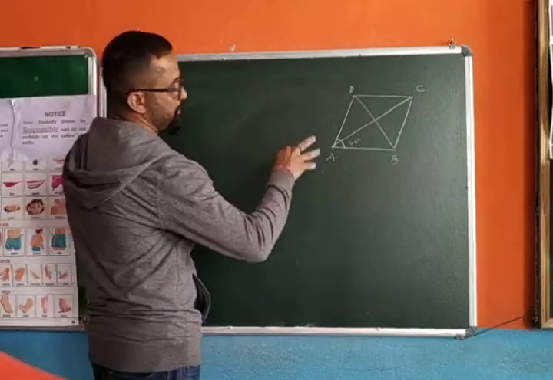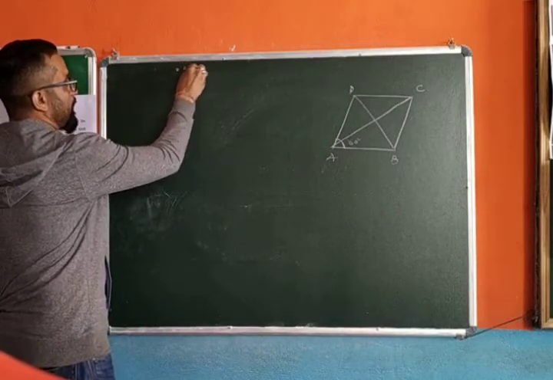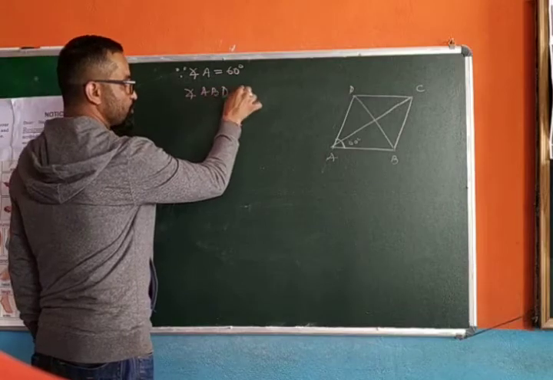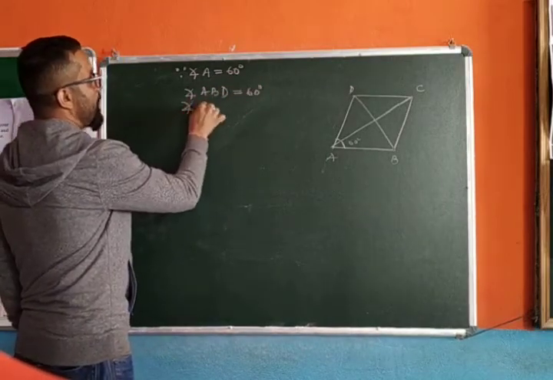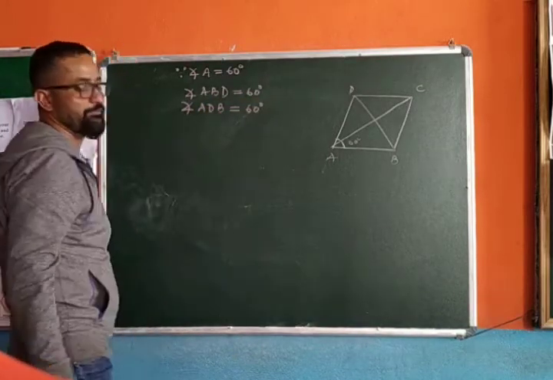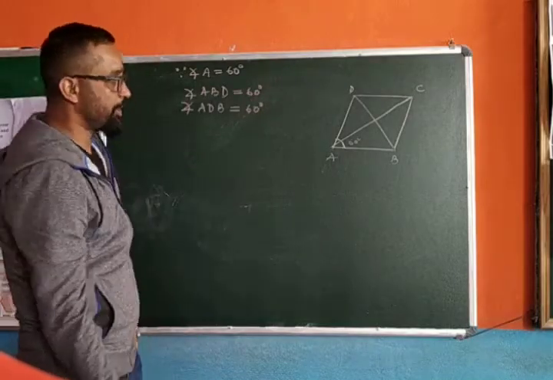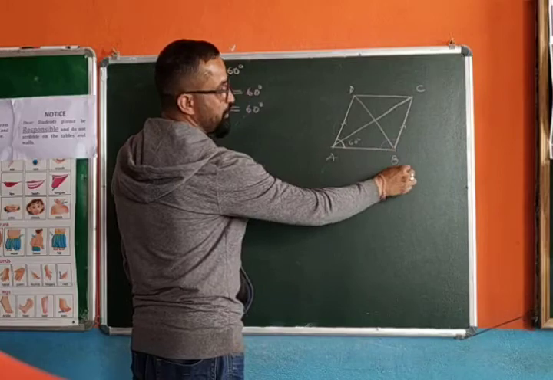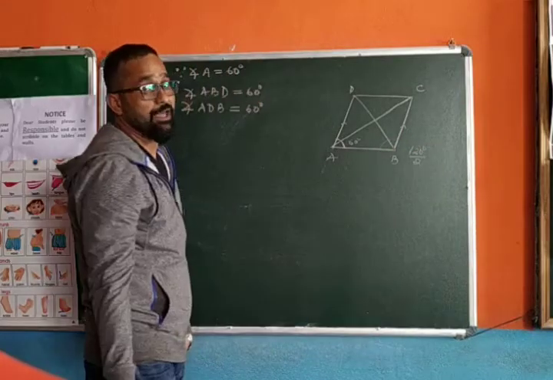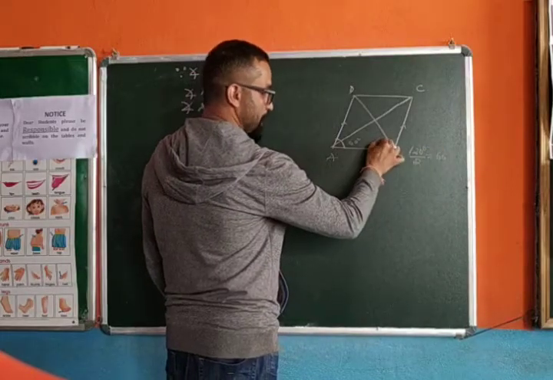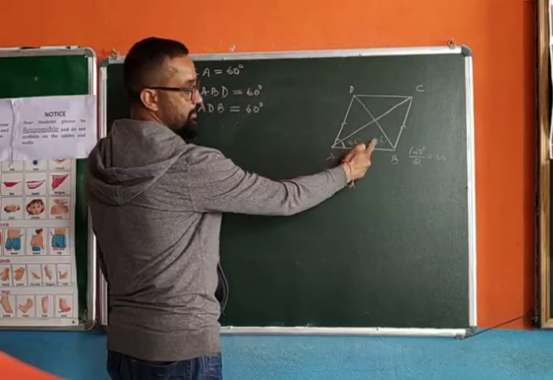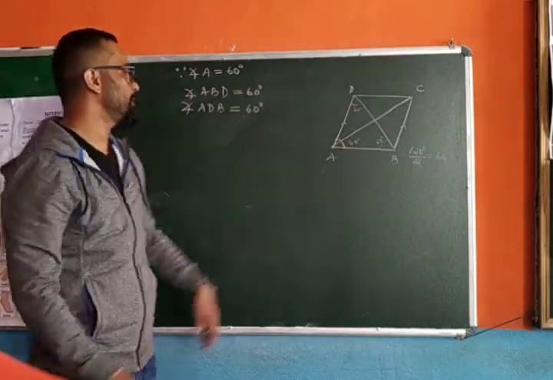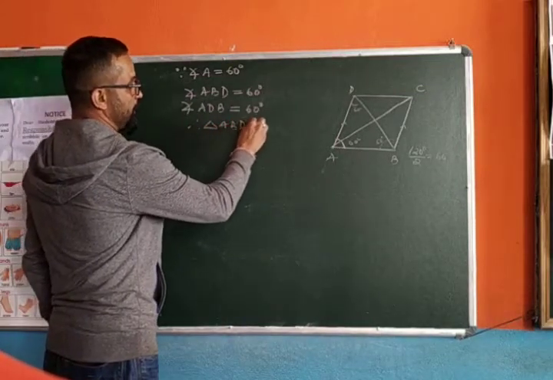So what do we do? Since angle A is equal to 60 degrees, angle ABD will also be equal to 60 degrees, and angle ADB will also be equal to 60 degrees. The reason is these two lines are parallel to each other. One angle is 60, so this entire angle will be equal to 120. And the diagonal bisects the angle, so 120 divided by 2 is 60 degrees. This angle you get 60 degrees. And when you get this angle 60, 60 plus 60 is 120, you can calculate this angle, you get 60. And since all the angles are equal to 60 degrees, therefore triangle ABD is equilateral.